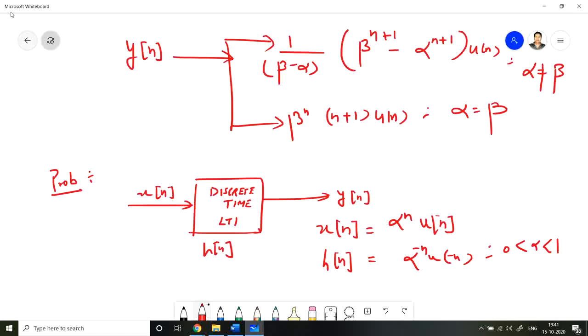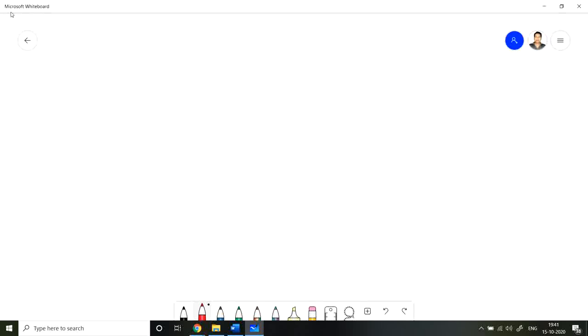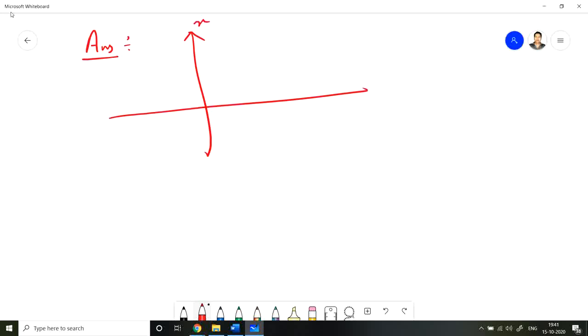So let us find out the solution of this problem. Let us find out that. So let us plot x[k]. Let us plot x[k].